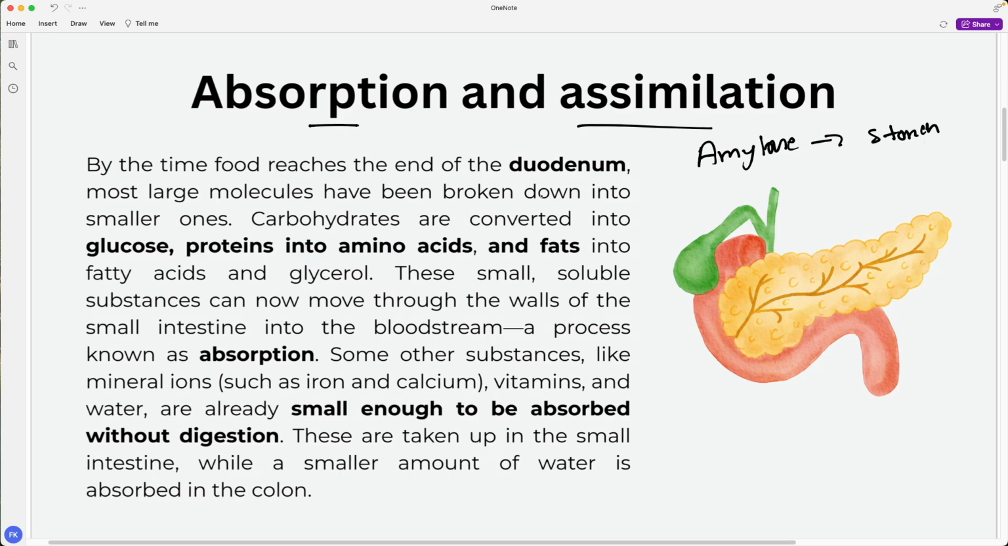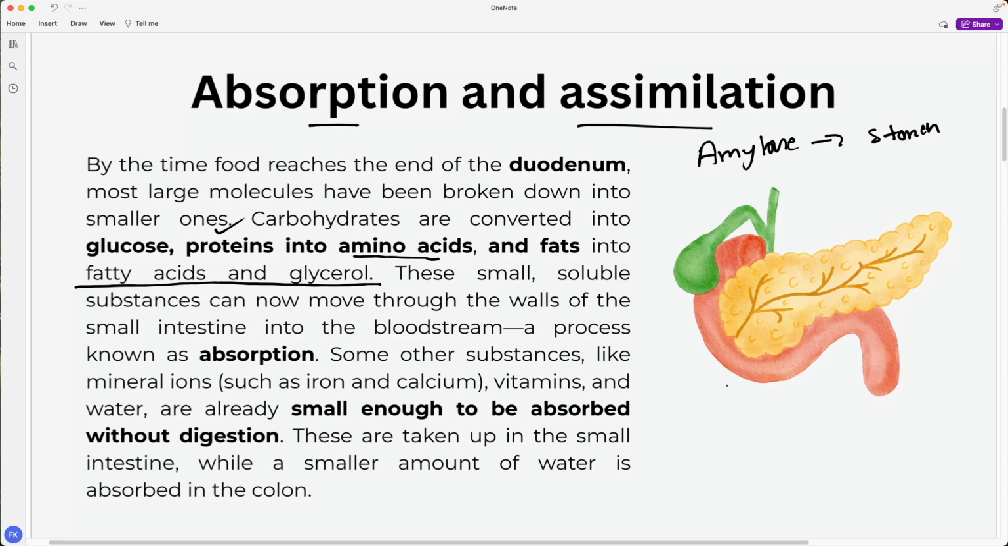So by the time the food passes through the esophagus to the stomach to the duodenum, most of the larger molecules are broken down into smaller ones. For example, carbohydrates are converted into glucose, proteins are converted into amino acids, and fats are converted into fatty acids and glycerol.